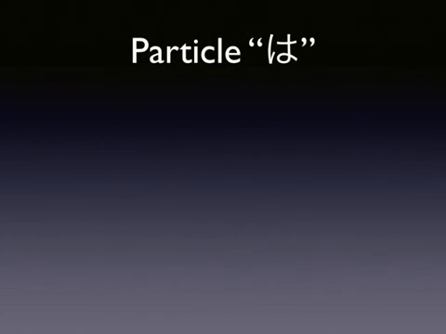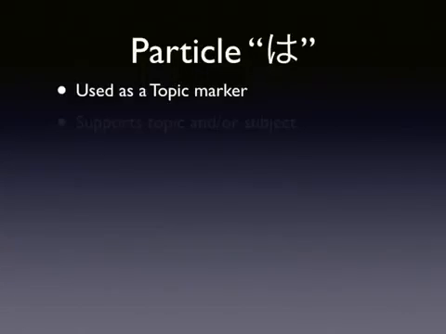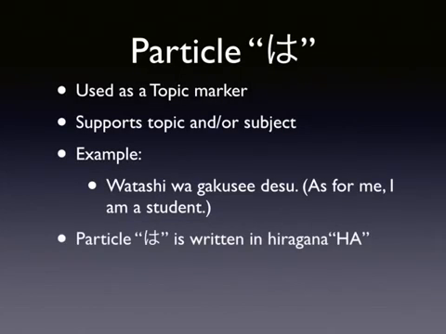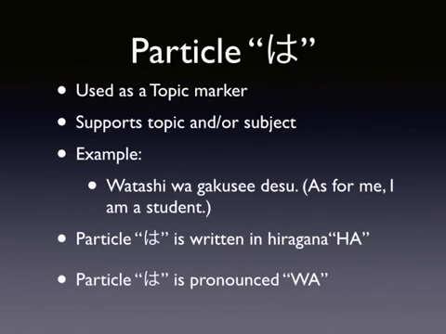Particle は. Particle は is a topic or subject marker. It always supports the topic and subject in a sentence. For instance, 私は学生です。In this case, 私 is the topic and describes who you are. In addition, notice that particle は is written in hiragana ha. However, you pronounce it wa.